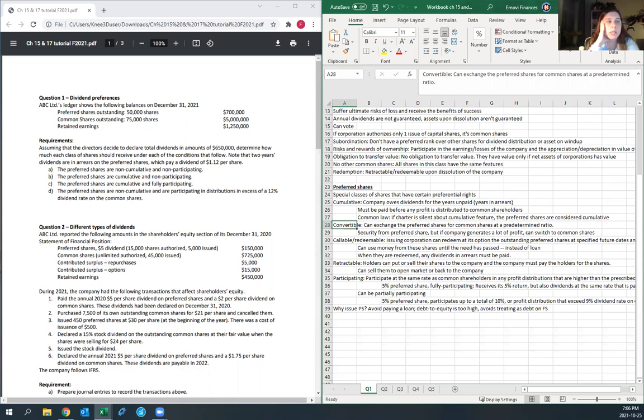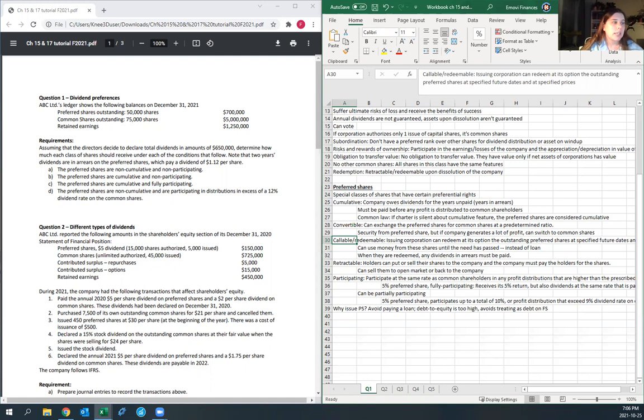But if the company generates a lot of profit, maybe you're going to want to switch to common shares instead. They can be callable, so the issuing corporation can redeem them at any point, at specified future dates and future prices.